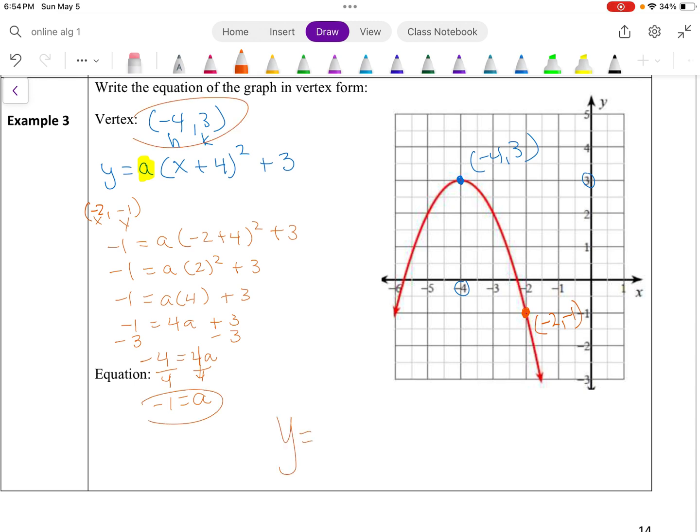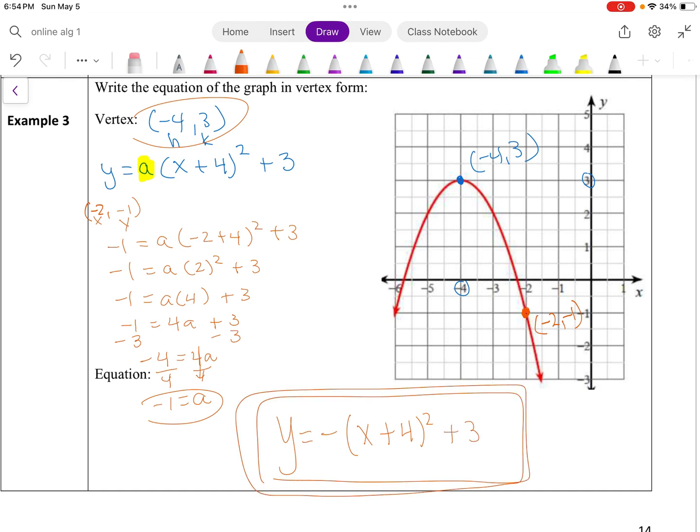I have my h, k, I have my a value, so if I put it all together, y equals -1 times the quantity of x plus 4 squared plus 3. And there is our vertex form for this quadratic. So again, vertex form, pretty straightforward. You identify your vertex, that's your h and k, and then you pick another point to use so you can solve for your a value.